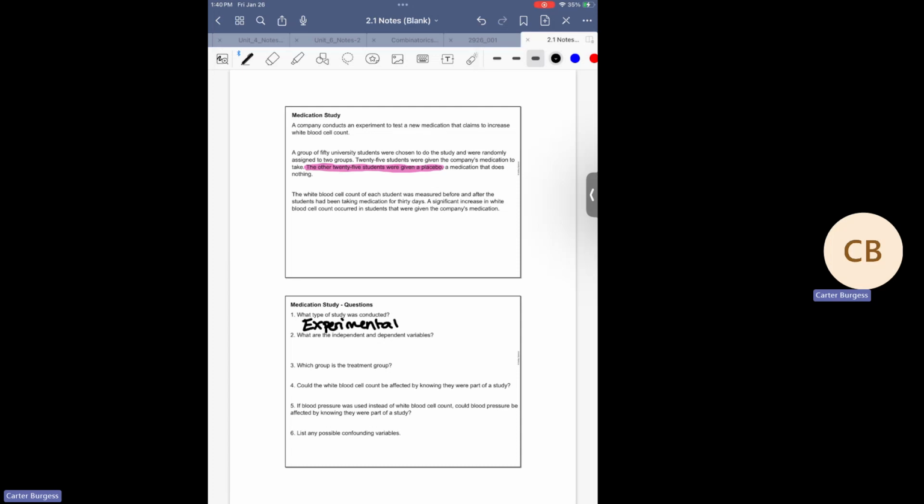All right, what is our independent variable? What's being changed? What are we controlling as the researchers? The pills. Yeah, the type of pill, sugar pill or medication. And what is our dependent variable? White blood cell count. All right. And which group would be the treatment group? Yeah, the ones that got the medicine.